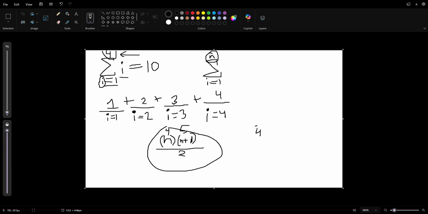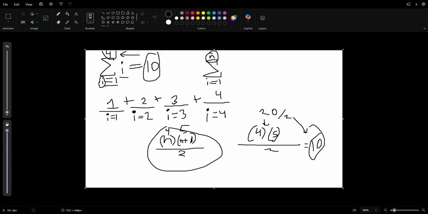So 4 times 5 divided by 2 is equal to 10. Huh, funny how that turns out, right? Because this is 20, and then divided by 2 is just this. Funny how it turns out, right? Because this is the same as this, but way quicker, am I right?